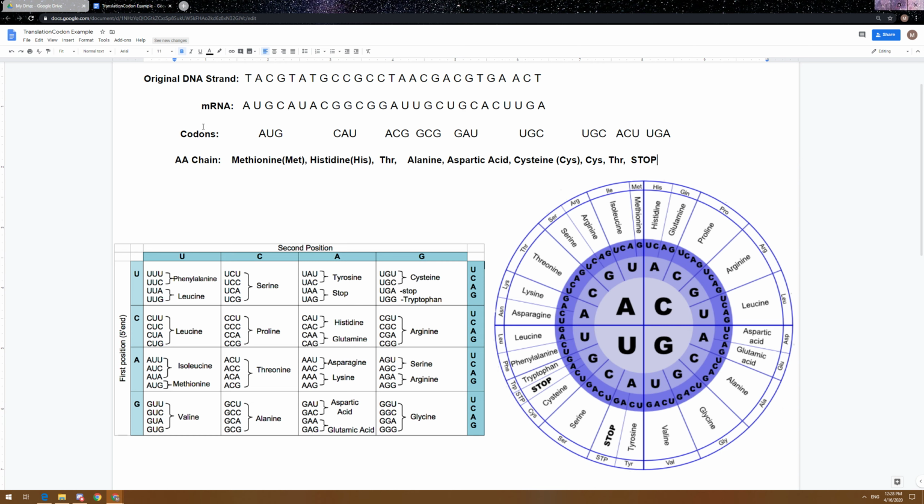Okay? But that is how we do both transcription, which is going from DNA to mRNA, and then how we do translation, which is going from mRNA to an amino acid chain. And we used both the codon chart and codon wheel to find that out.